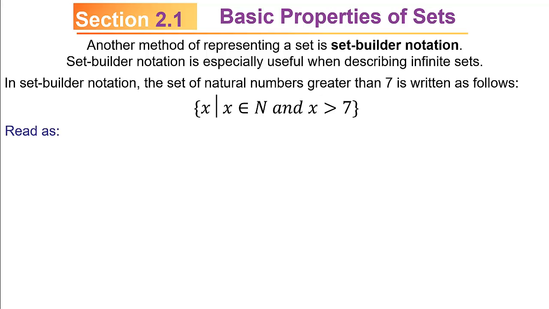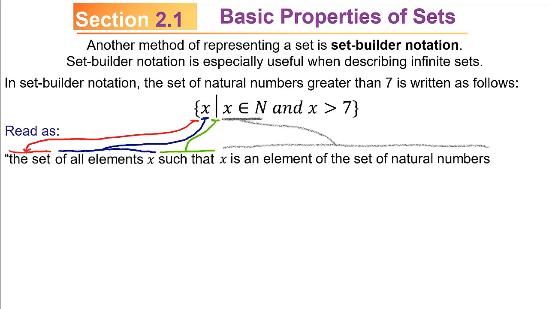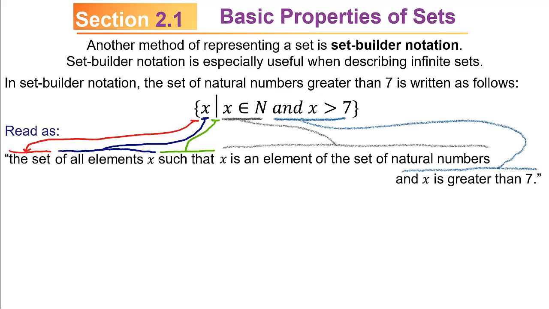Here's how you should read this. The opening left brace should be read as "the set," and the x should be read as "of all elements x." So you're reading left brace x as the set of all elements x. The vertical line is read as "such that." Then you've got the next part, which says x is an element of the natural numbers, or x is an element of the set of natural numbers, and x is greater than 7.